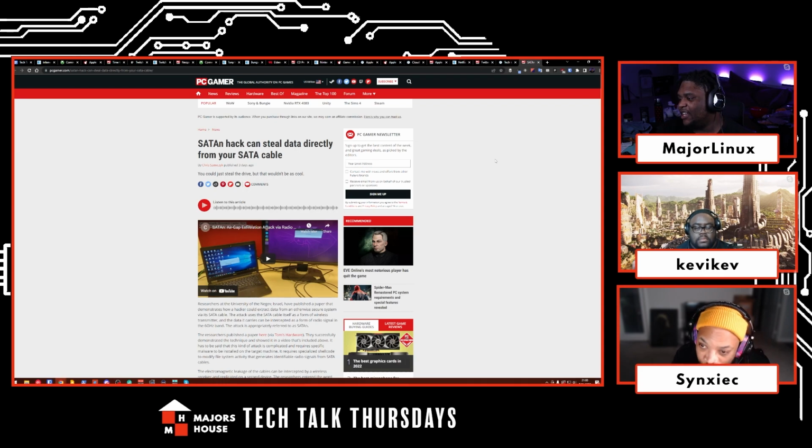Researchers at University of Negev, Israel, have published a paper that demonstrates how a hacker could extract data from an otherwise secure system via its SATA cable. The attack uses the SATA cable itself as a form of wireless transmitter, and the data it carries can be intercepted as a form of radio signal in the 6 gigahertz band. The attack is appropriately referred to as Satan.